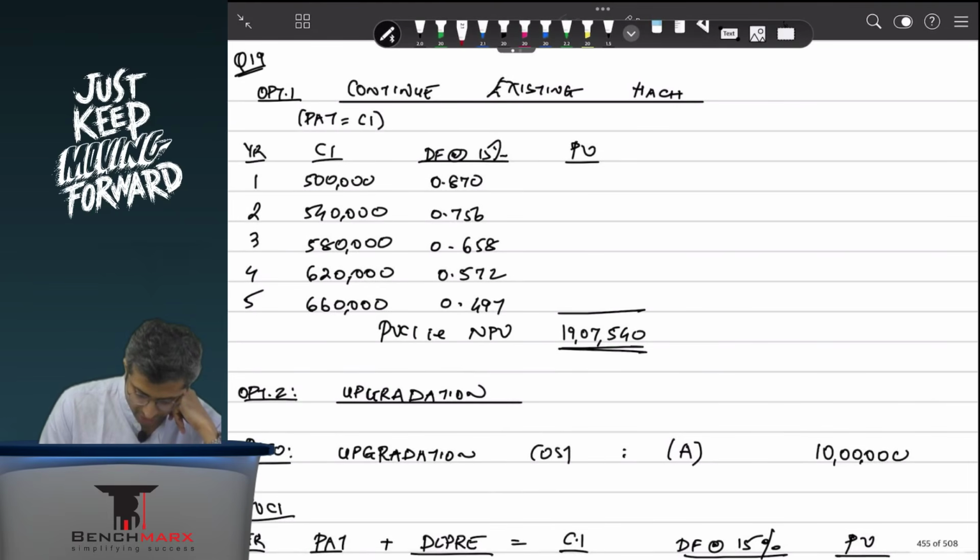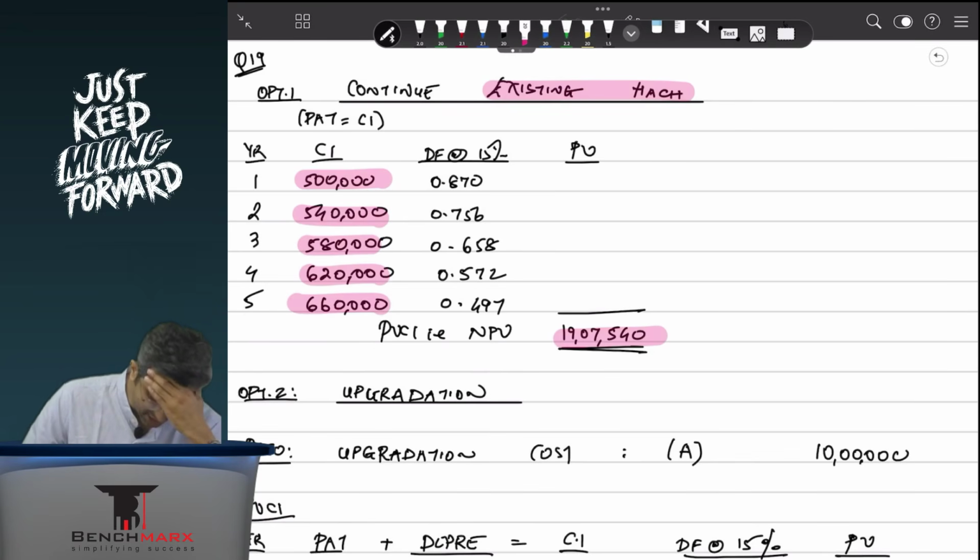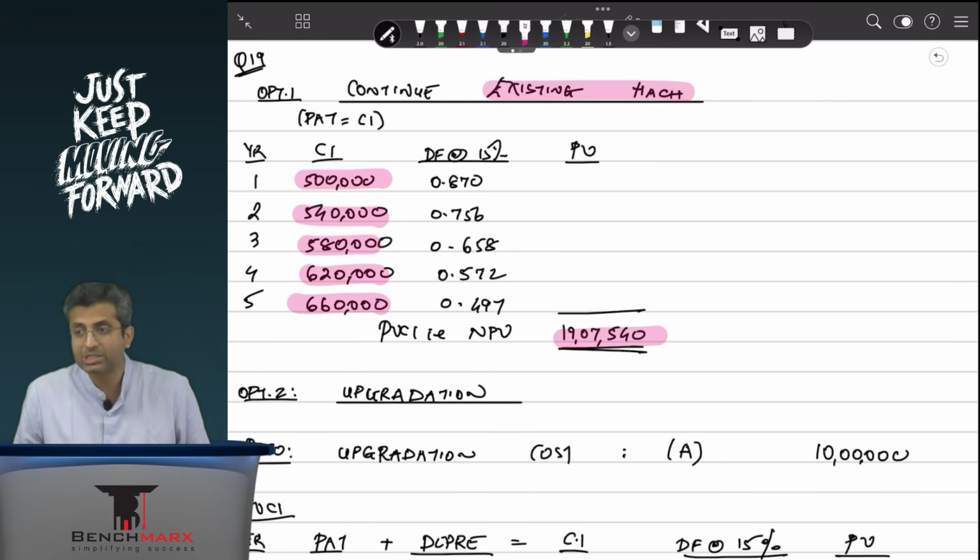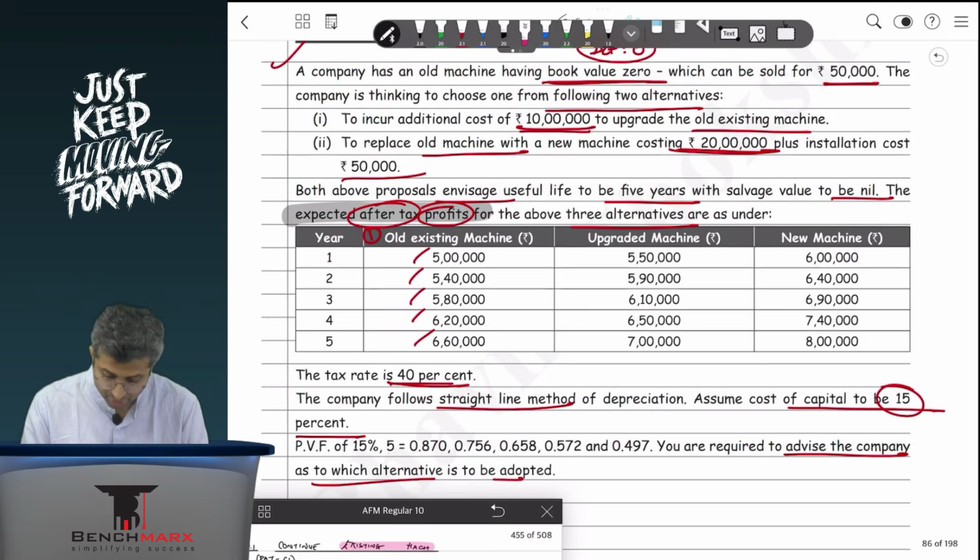So the first alternative is continuing the existing machine. You have the same cash flows as given in the question. Present value of cash inflow is 19,07,540. There is no cash outflow because you are continuing with the existing machine, no upgradation, no replacement, and that's it. That is your NPV. Now second case, you are upgrading, means you are spending 10 lakhs.